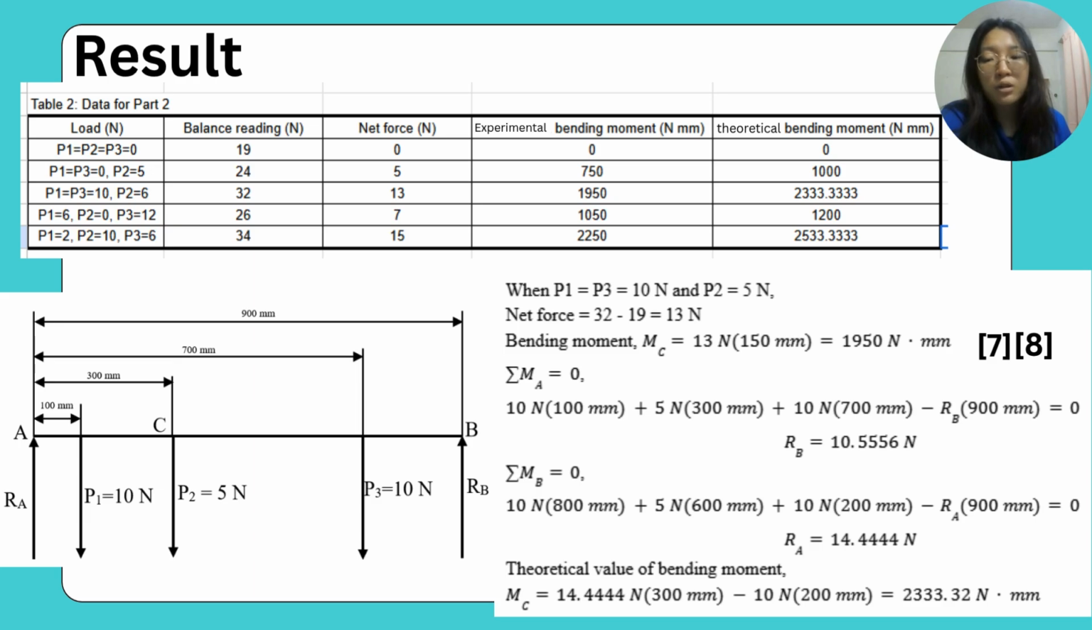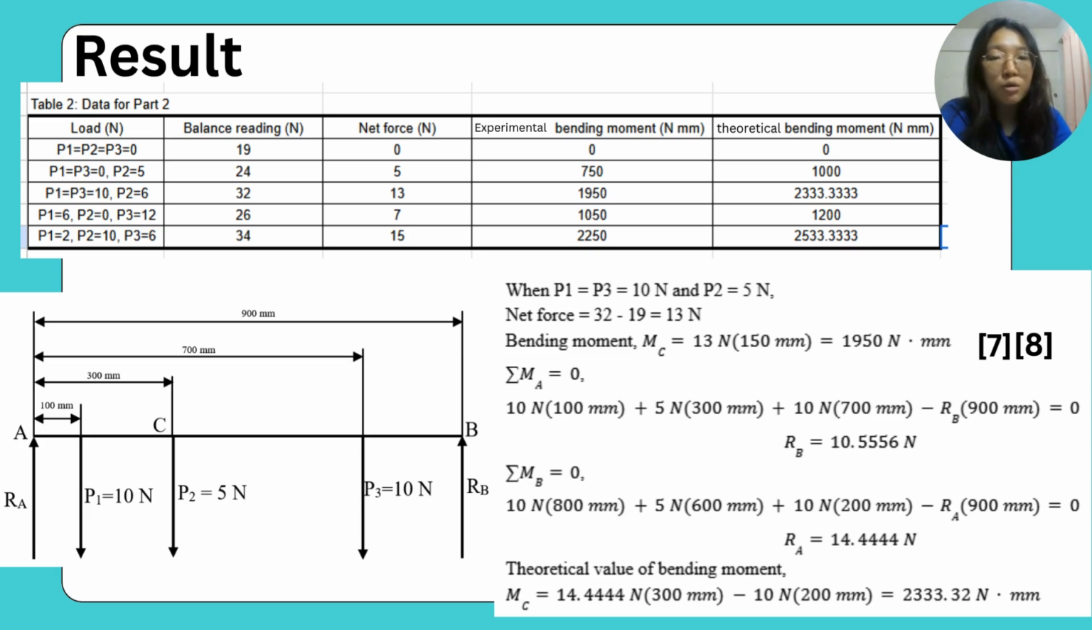So when P1 is equal to 6, P2 is equal to 0, and P3 is equal to 12, the net force is 7 Newton, which is 26 minus 19. And for P1 is equal to 2, P2 is equal to 10, and P3 is equal to 6, the net force is 15. So for the experimental bending moment, we calculate by using the formula.